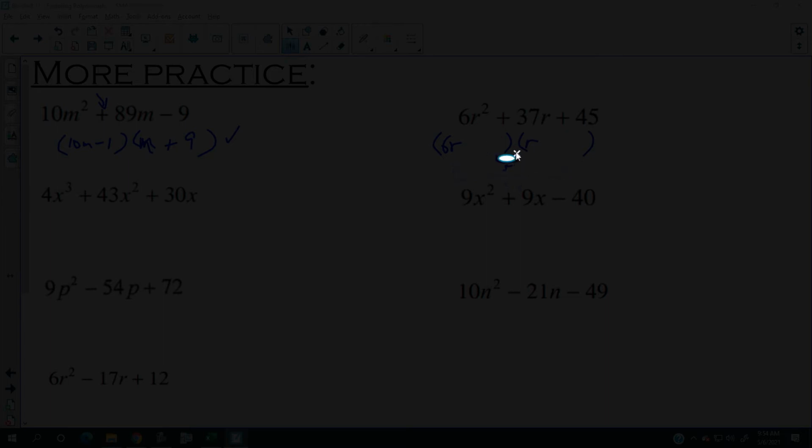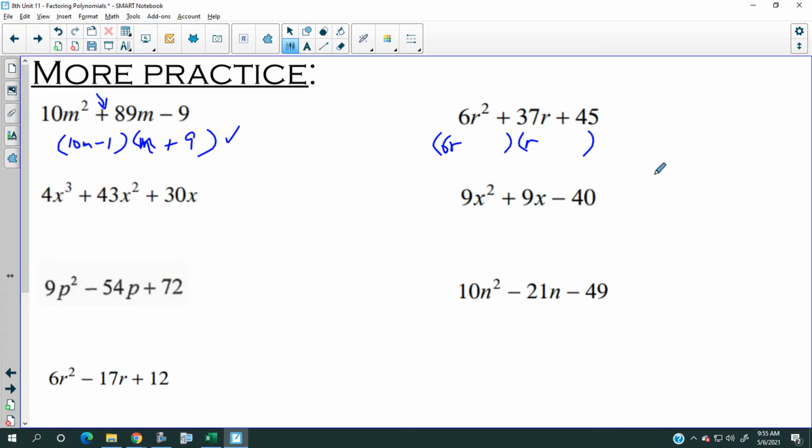All right, okay, hold on. Now, 45 and 1, would that work? If I put, no, I can't put 45 there, that would be too big. 45 and 1, so that's 45 and 6, right? 45 and 6, no, we get 39. So that's not gonna work.